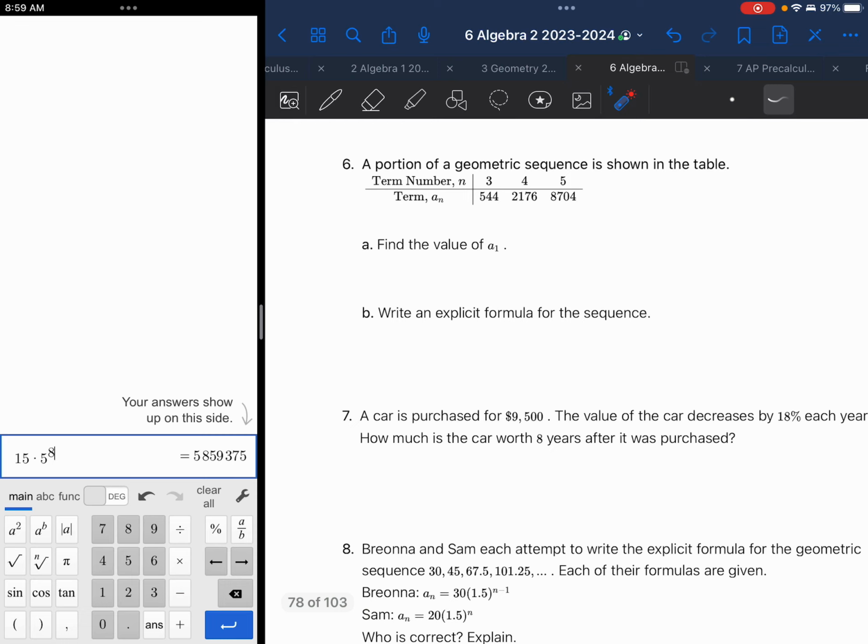All right. Number 6. A portion of a geometric sequence is shown in the table.